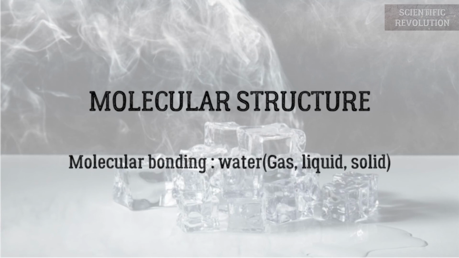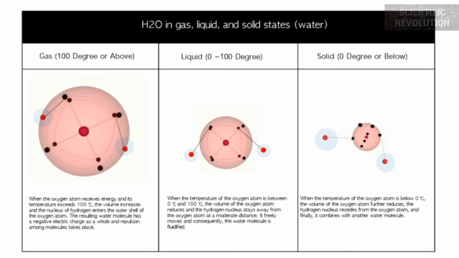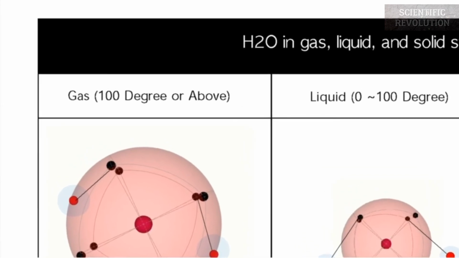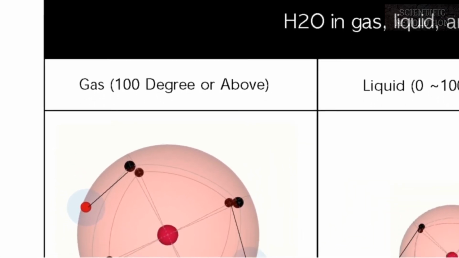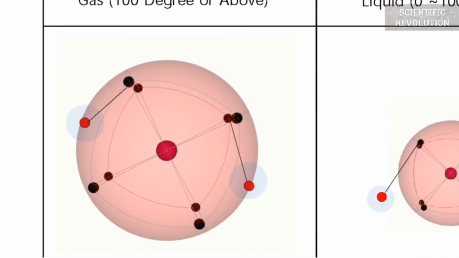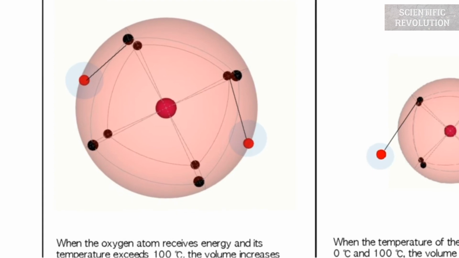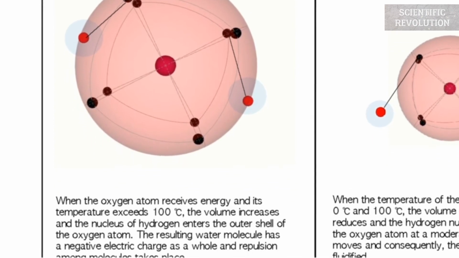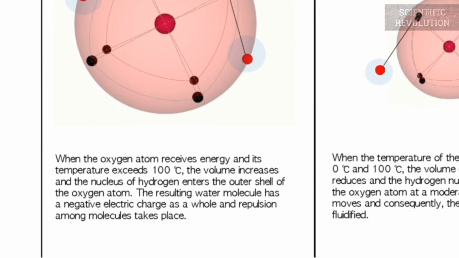Gas, liquid, and solid states according to the temperature of water molecules, based on molecular structure theory. The process of ice formation by combining solid water molecules is as presented below. When the oxygen atom receives energy and its temperature exceeds 100 degrees, the volume increases and the nucleus of hydrogen enters the outer shell of the oxygen atom. The resulting water molecule has a negative electric charge as a whole, and repulsion among molecules takes place.